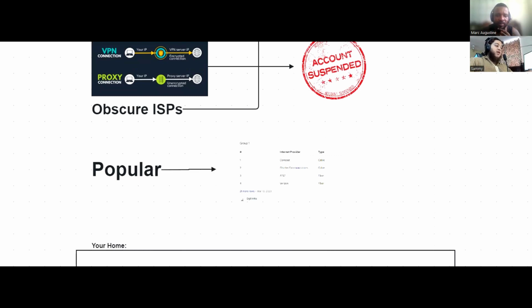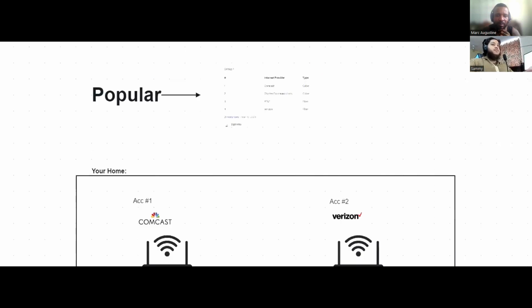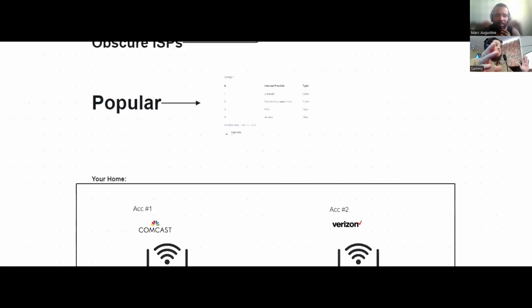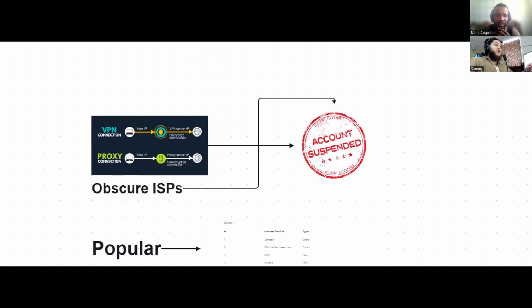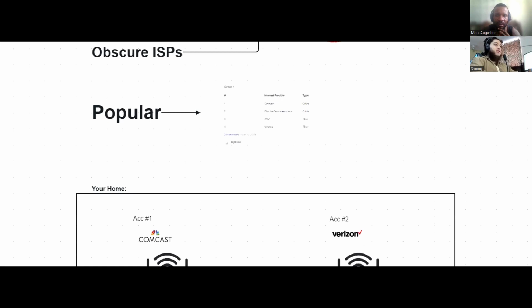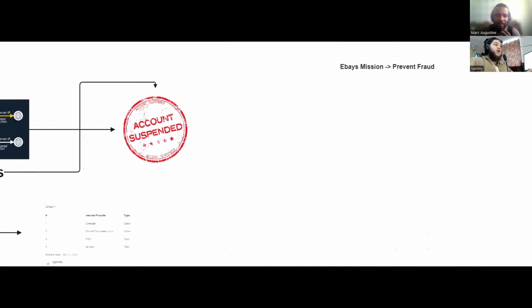Right, exactly. And the thing is, if you don't use these types of internet service providers, you're already flagged. The whole thing eBay is trying to do is stop fraud, so making an account to begin with is the first flag. You know what I'm saying? That's why people get suspended right away. So eBay's mission is to prevent fraud, and the way they prevent fraud is they suspend accounts.